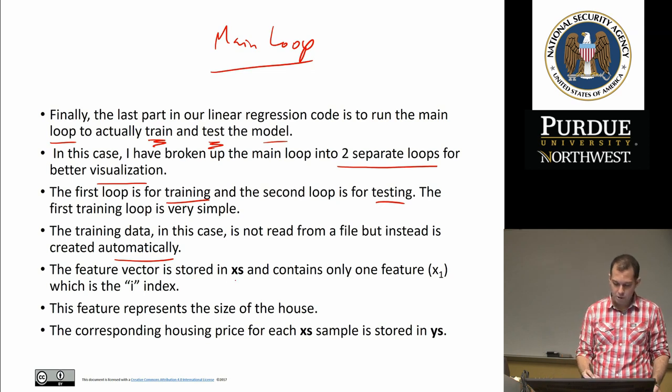The feature vector was stored in XS and contains only one feature, X1, remember, which was square feet for the housing prices. The feature represents the size of the house. And the corresponding housing price for each XS is stored in YS.